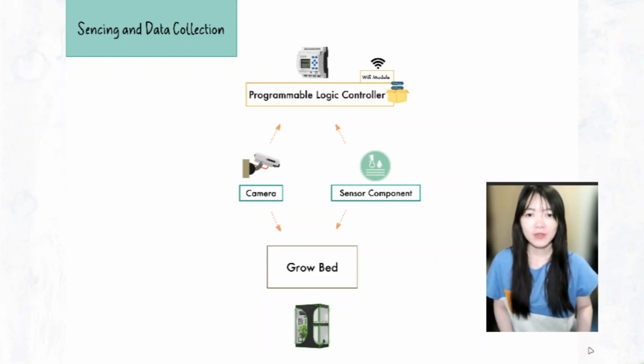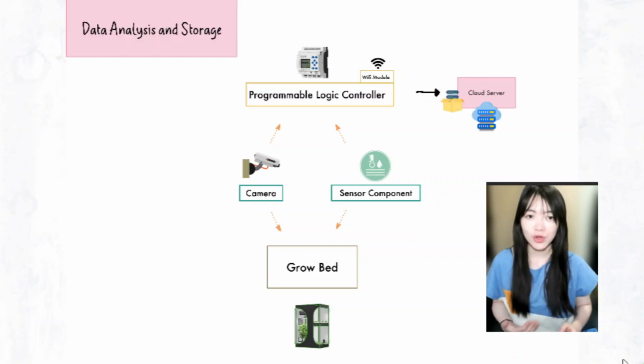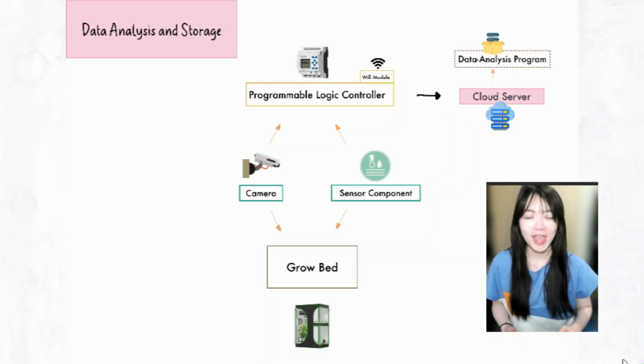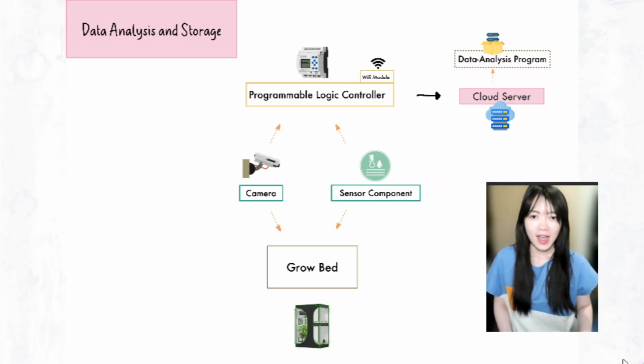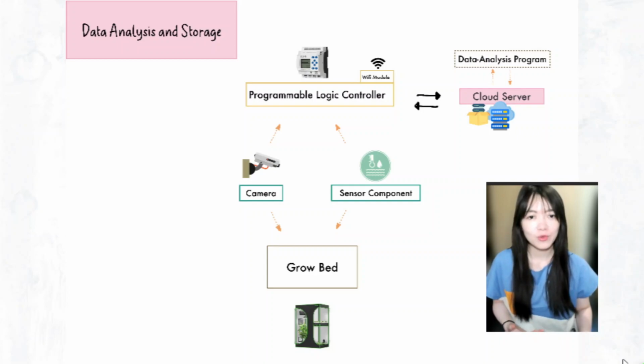Once the PLC retrieves the data, the raw data is transmitted to the cloud for further processing and analysis. In the cloud, the data analysis program analyzes the data with advanced algorithms. After the analysis is complete, the processed data is stored on the cloud server. The cloud server acts as a central repository for all the data, ensuring easy access and retrieval when needed.